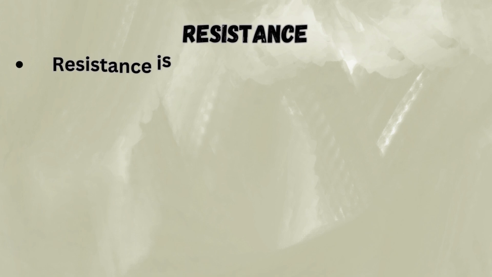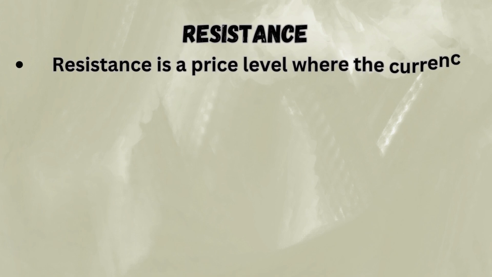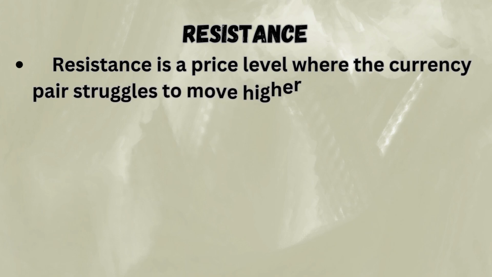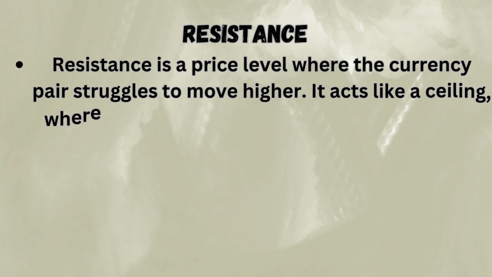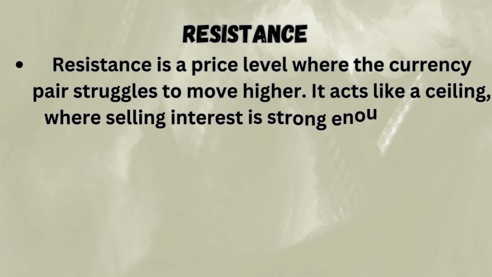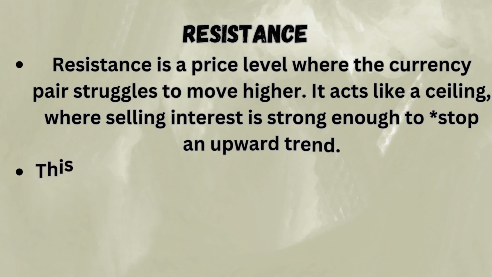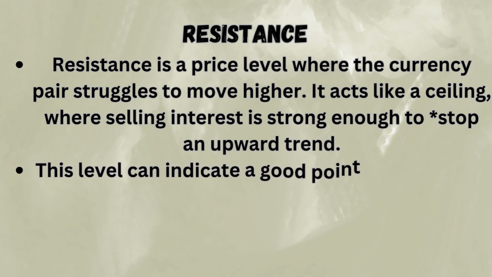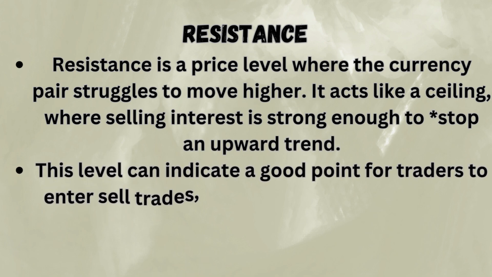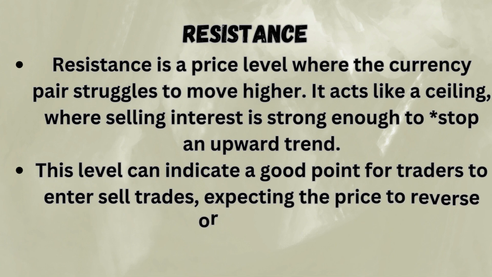Also, resistance is a price level where the currency pair struggles to move higher. It acts like a ceiling where selling interest is strong enough to turn an upward trade to downward. So this level can indicate a good point for traders to enter sells, expecting the price to reverse or to slow down.